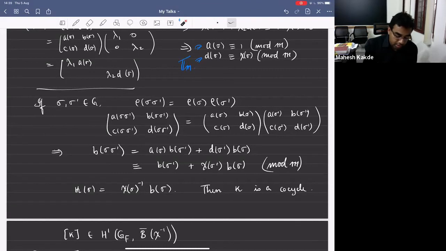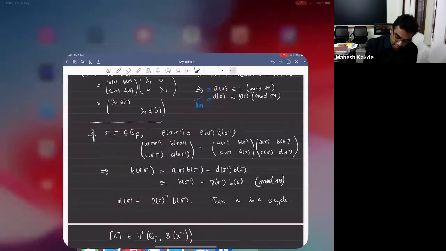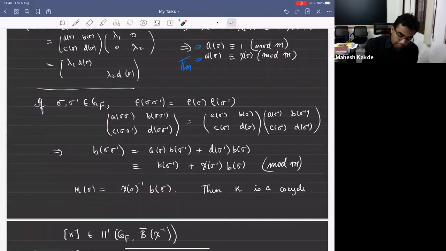For two elements in GF, I know that rho of sigma sigma prime is rho of sigma times rho of sigma prime. And I just write this down in terms of matrices, and compare the upper right hand term. So I compare this and the upper right hand term of the product.